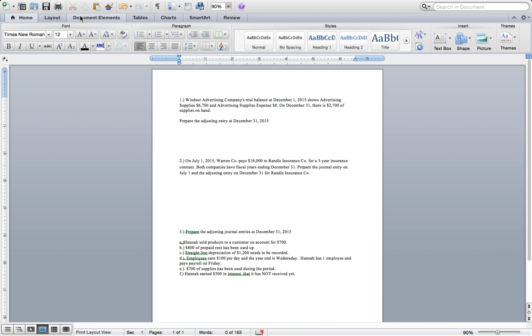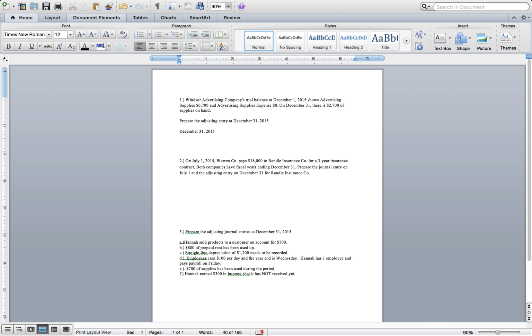Let's start the first one. The first one, we're going to be going over how we adjust for supplies. So this one says you start off at December 1st, you have advertised supplies of $6,700. The advertised supplies expense is 0, except at December 31st, you have $2,700 supplies on hand. So it says, how would we prepare the adjusting entry at December 31st? So of course we have the basics, put December 31st, 2015.